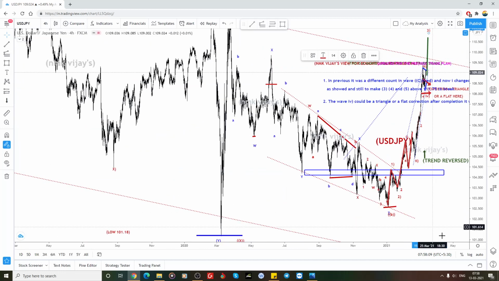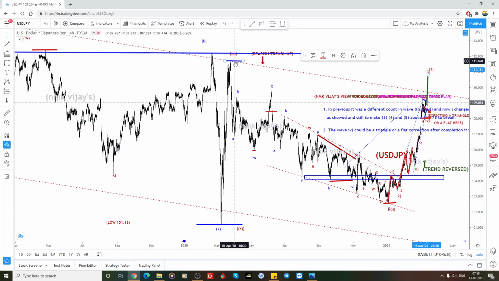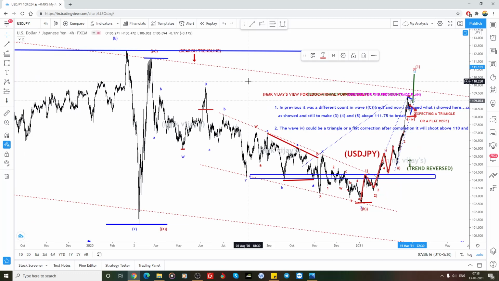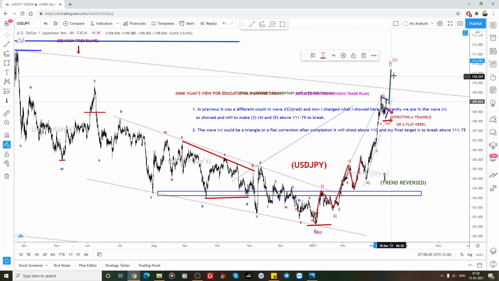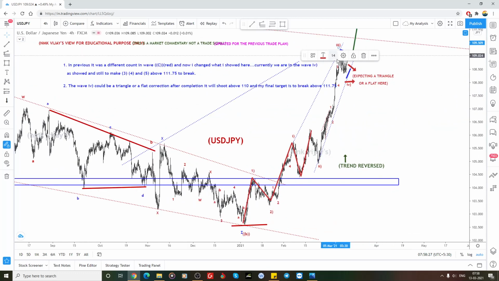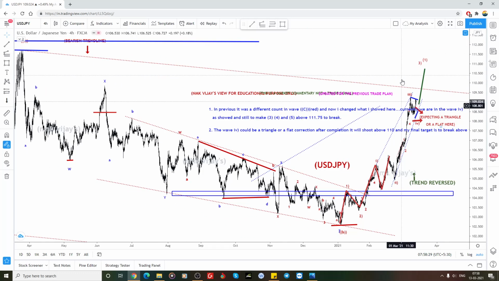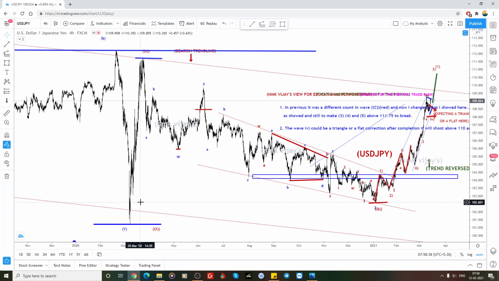111.75. So my first target is that it has to break this, and only then can we look for the next alternative views, because this is a strong impulsive. So we are in the 3rd wave, it is not yet completed, we are in the intermediate 3rd wave. So the 4th wave is going on. Once the 3rd wave is completed, again the 4th and 5th. So if it breaks the high, that will be considered the completion of A, B and C.